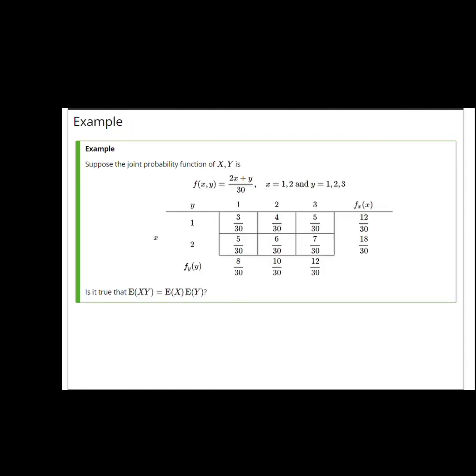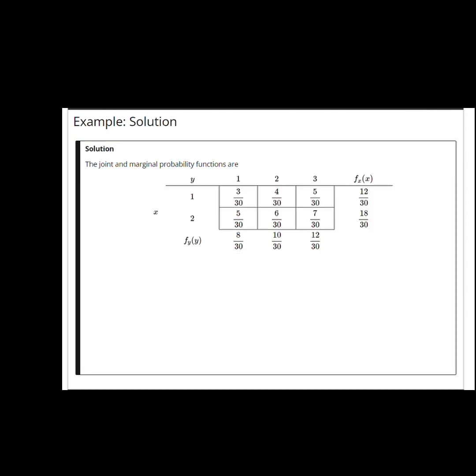Here's an example. Suppose the joint probability function of x and y is 2x plus y over 30 when x is 1 or 2 and y is 1, 2, 3. The probability function is given in the table below. The question is, in this case, is it true that E of xy is equal to E of x times E of y? Solution. Well, we have little choice but to compute all three, E of xy, E of x, and E of y. And to that end, it's helpful to have the marginal probability functions for both x and y, which are listed here in the margins of the table.